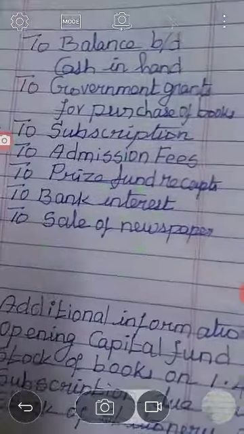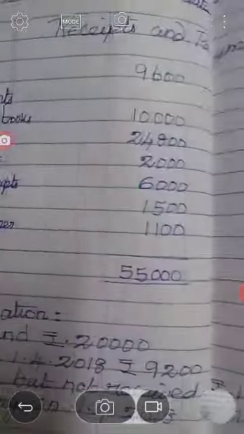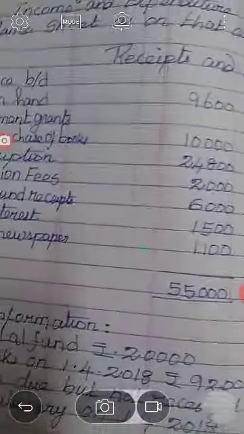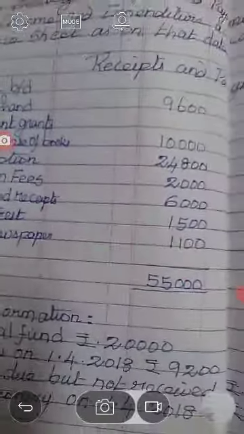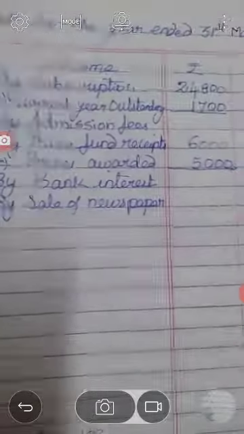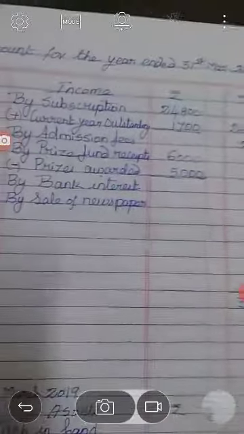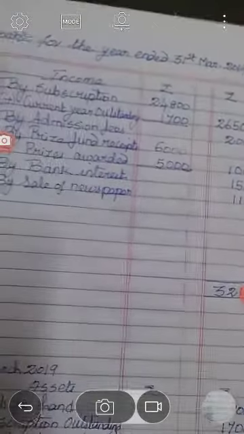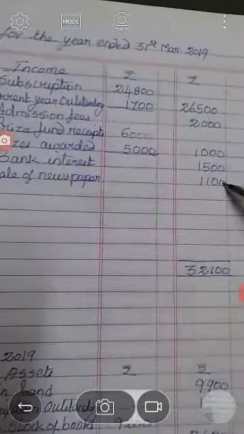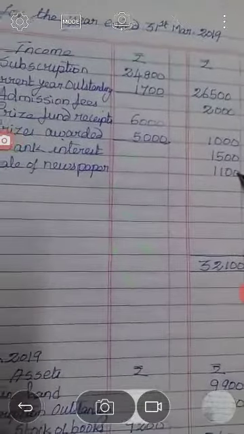The next one, bank interest, is an income. Then sale of newspaper is an income. Bank interest is 1,500 and sale of newspaper is 1,100. These two items should be shown on the income side: by bank interest 1,500, by sale of newspaper 1,100.